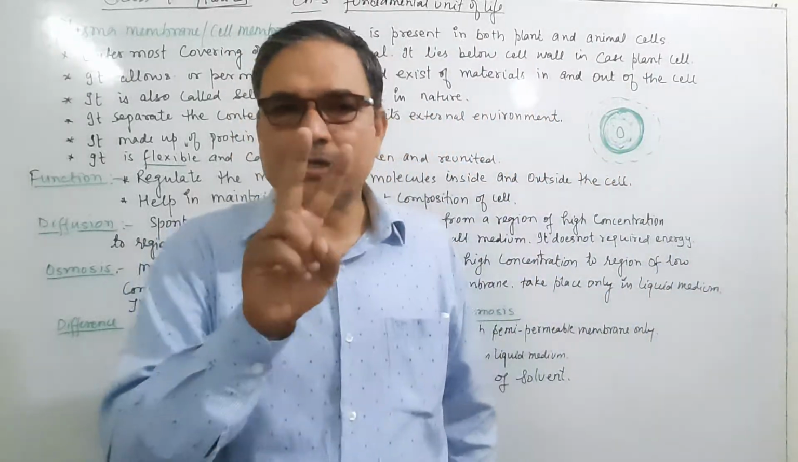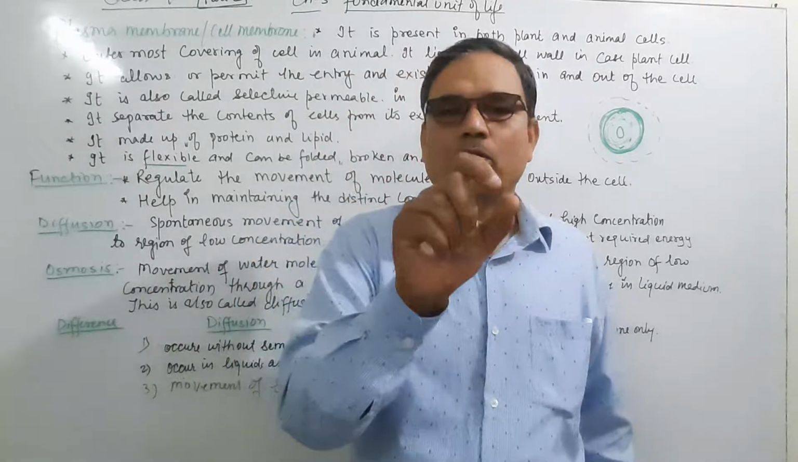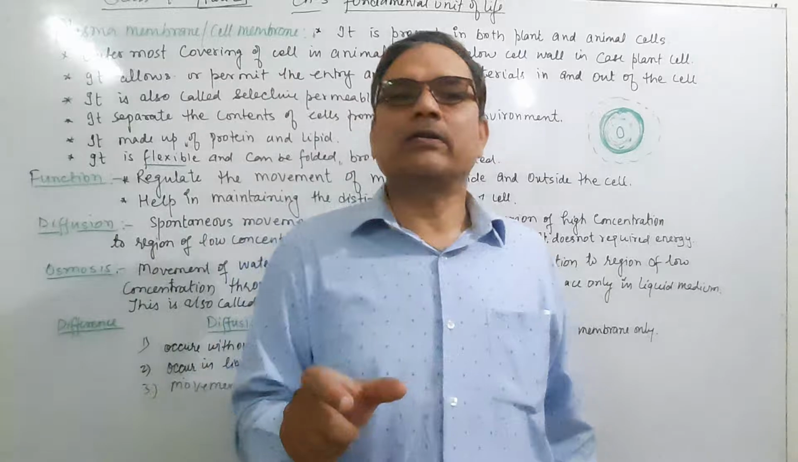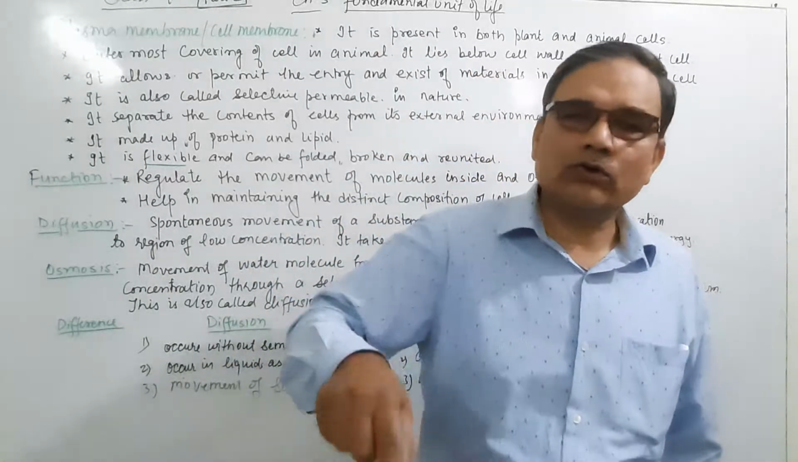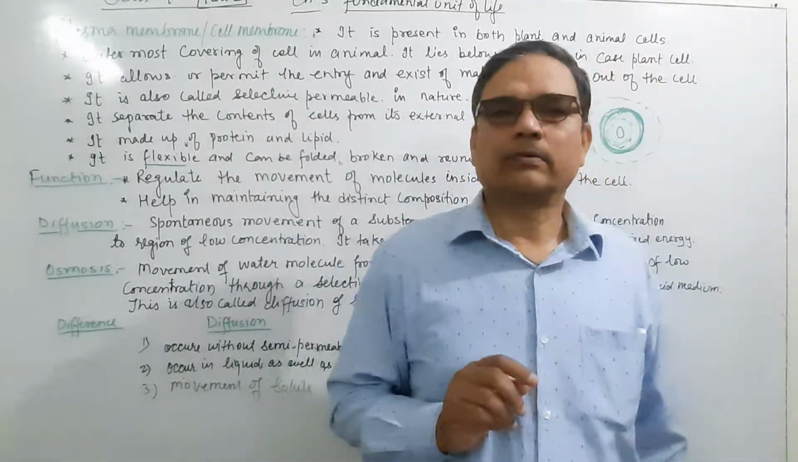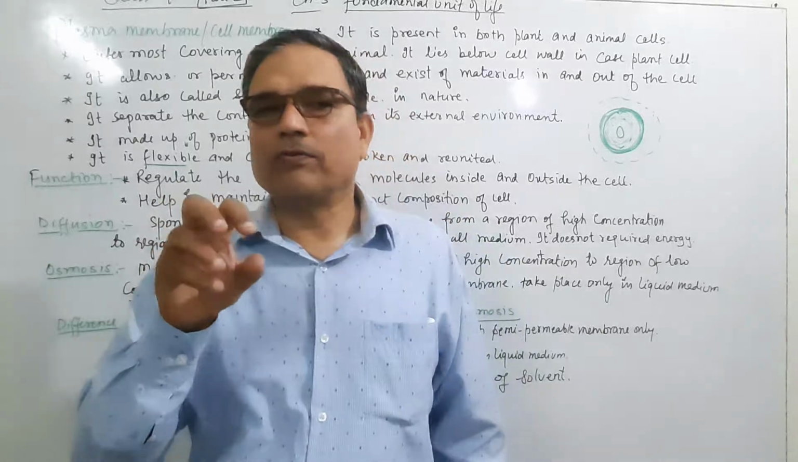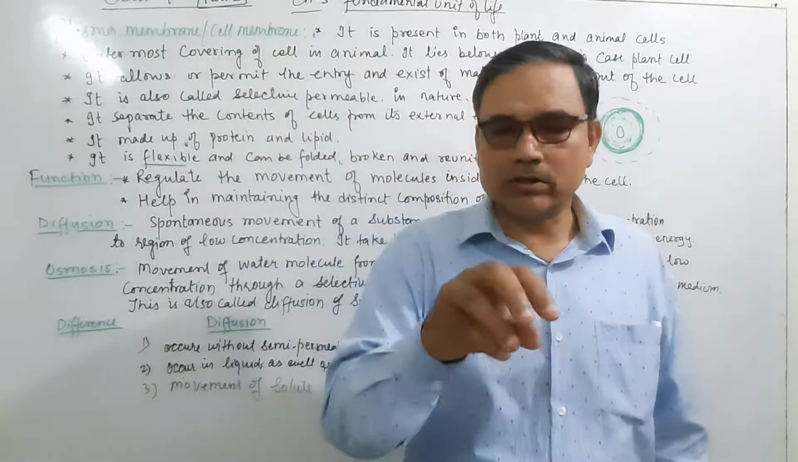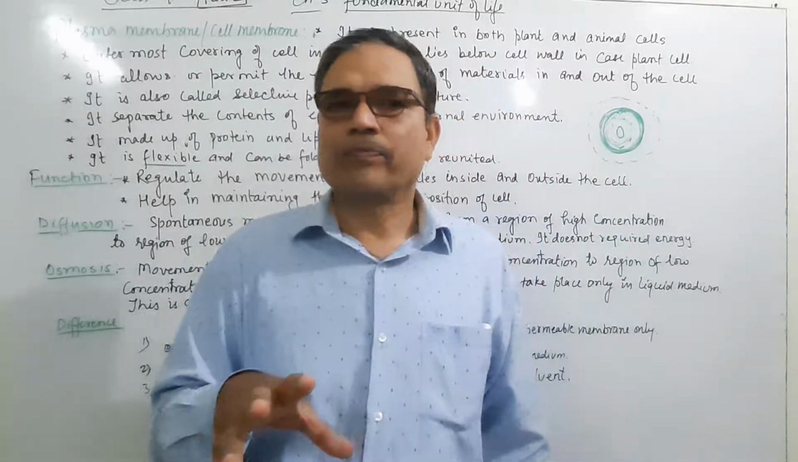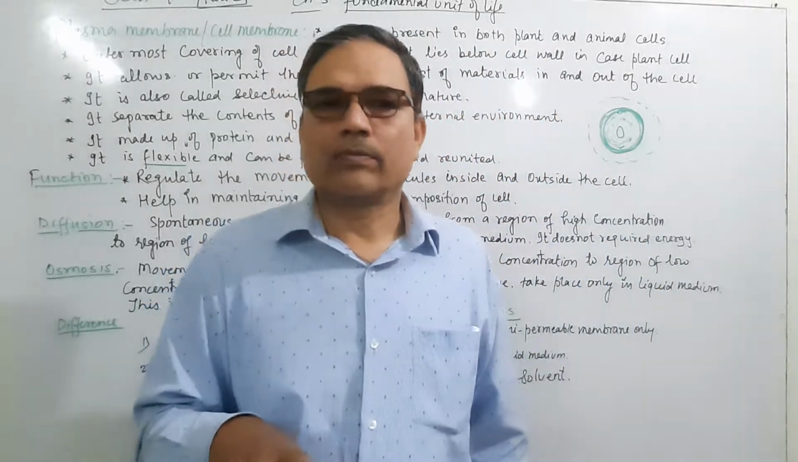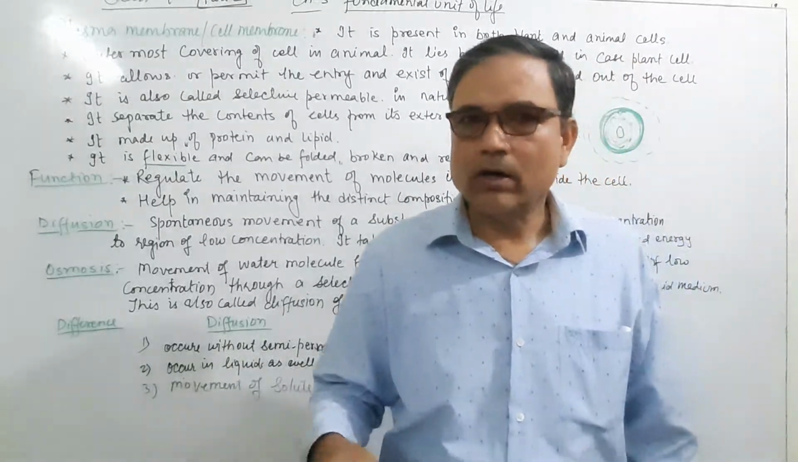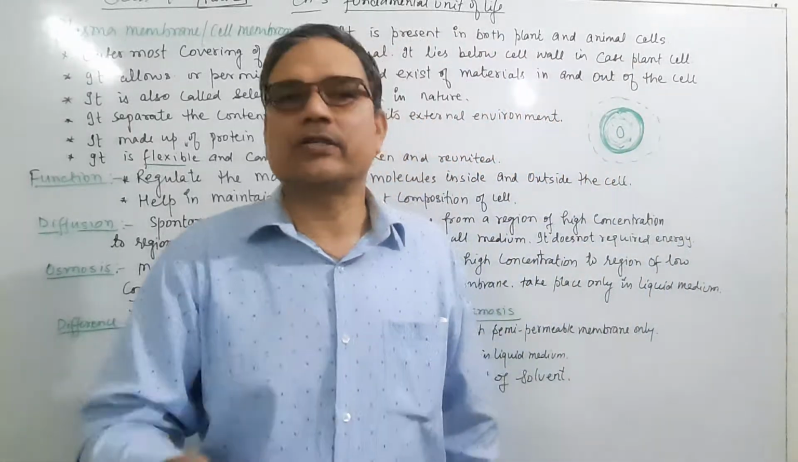A solution has two parts: solute and solvent. If the amount of water is more, it means the solvent is more, then the solution will be diluted. If the amount of water is more and the sugar is less, it is diluted. If the amount of sugar is more and water is less, then it is concentrated.